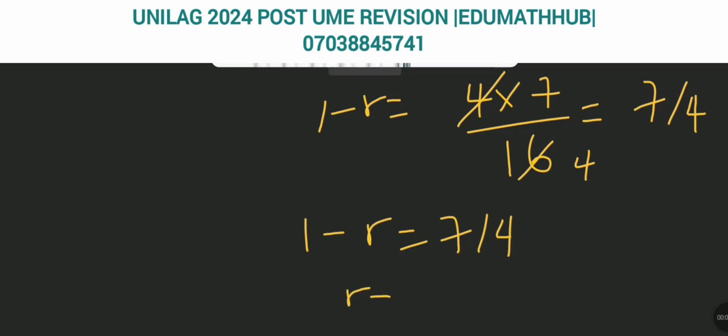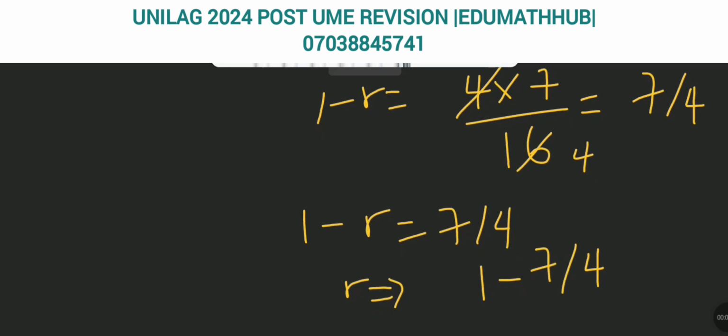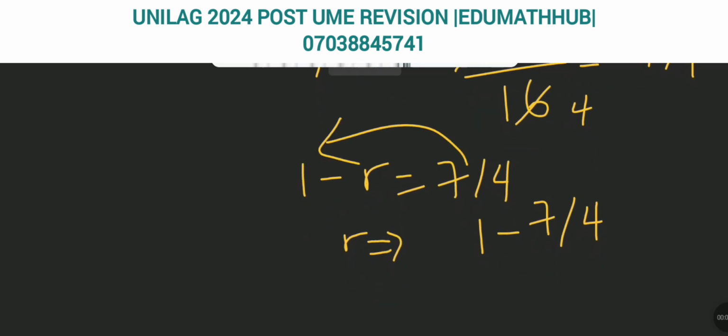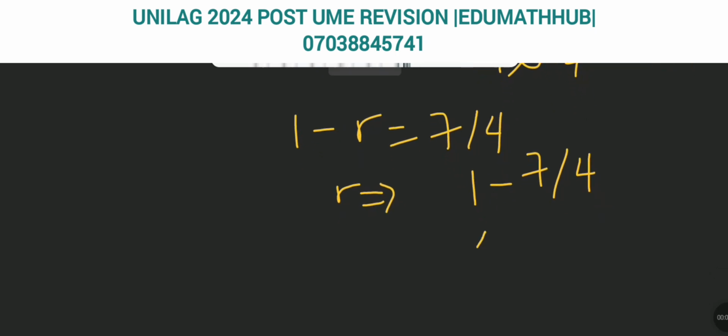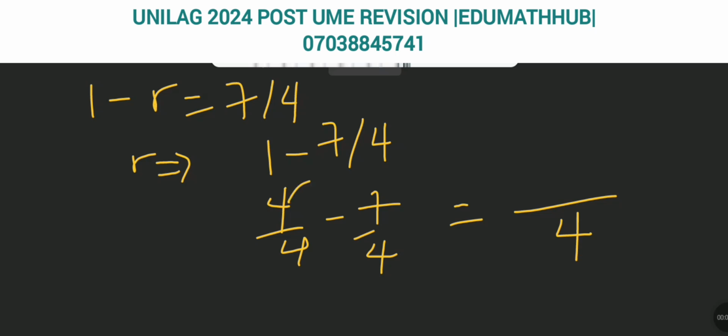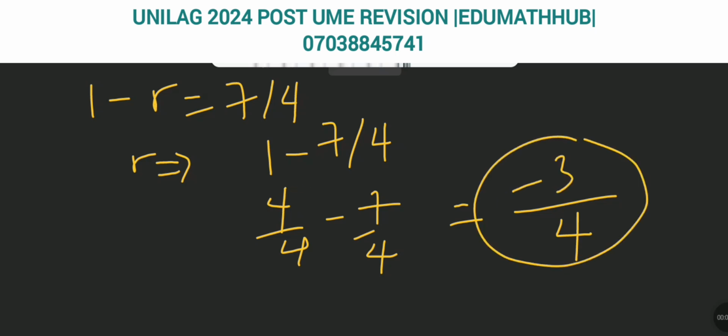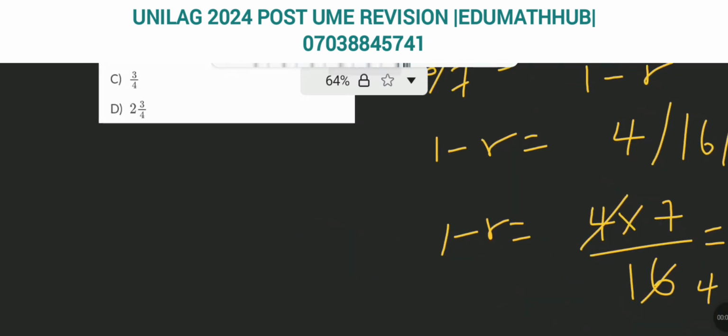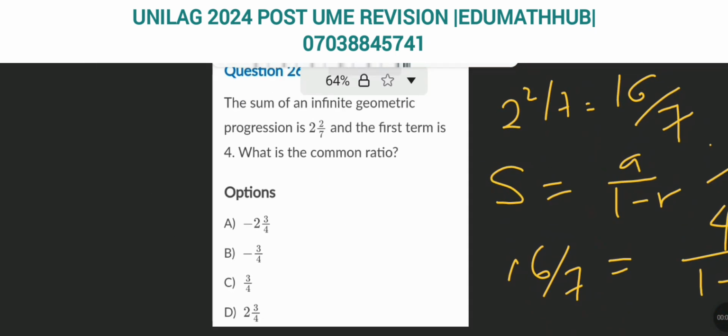Then all you have to do is to look for the value of r by collecting the like terms. So you have 1 minus 7 over 4. Then the next step is to just simplify this. 1 can be written as 4 over 4. Then minus 7 over 4. Then from there, simplify it further. 4 minus 7 will give you minus 3. Then you just move to the options and check for the particular answer right there in the options. So you can see the option right there.